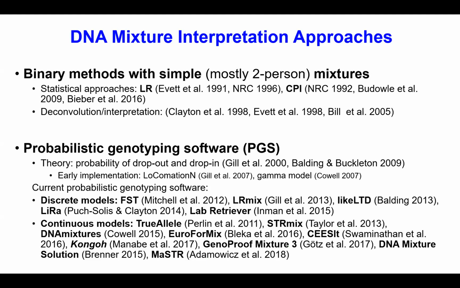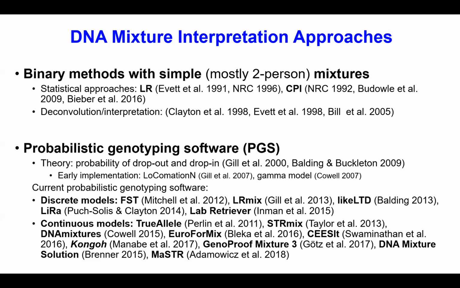And so they will have to have spent time thinking about this factor space in their validation studies. There are many different approaches that have been taken for mixture interpretation over the years. Binary methods have been used mostly for two-person mixtures, but likelihood ratios have been stressed and used effectively since 1991. Even the National Research Council 1996 study talks about that. The use of a combined probability of inclusion, where you can see all the alleles that would be present, is emphasized in the National Research Council 1992 report.